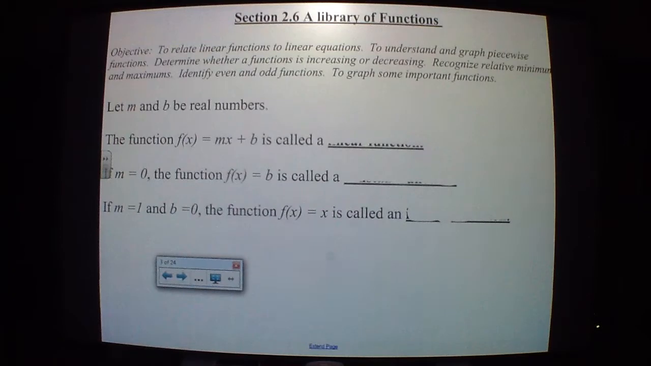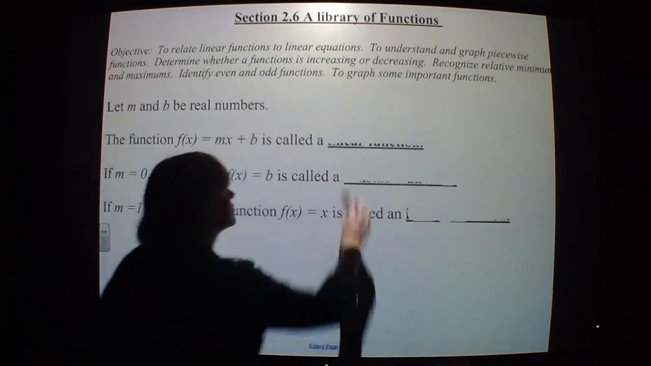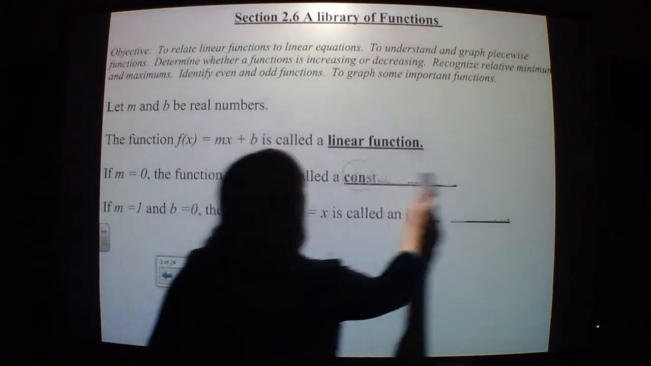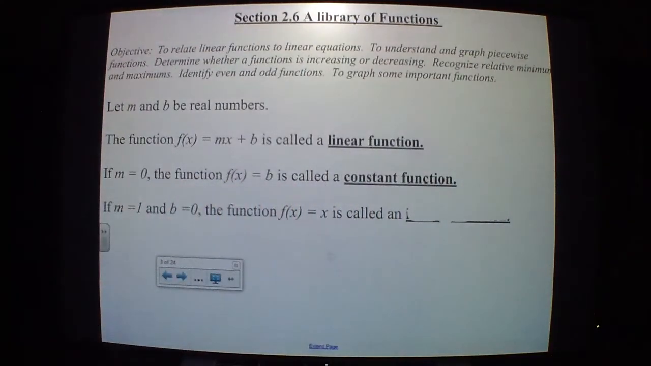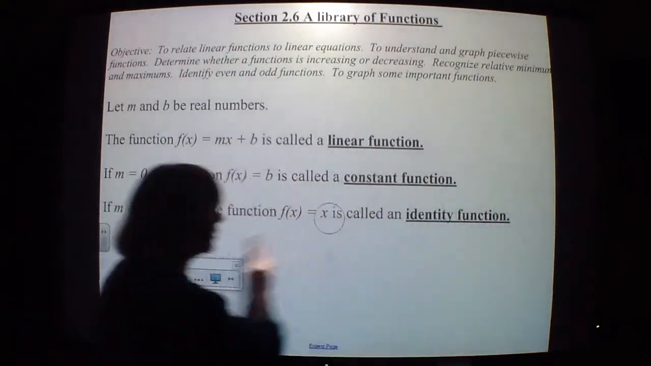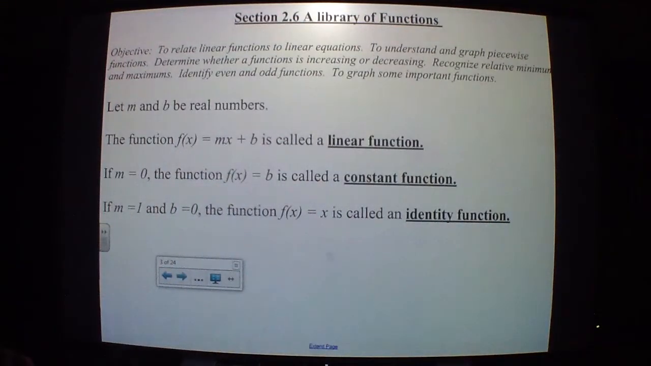Let m and b be real numbers. The function f of x is equal to mx plus b is called a, and I hope you guys know this one, linear function. If m is equal to 0, the function f of x is equal to b is called a constant function. If m is equal to 1 and b is equal to 0, the function f of x is equal to x is called an identity function.